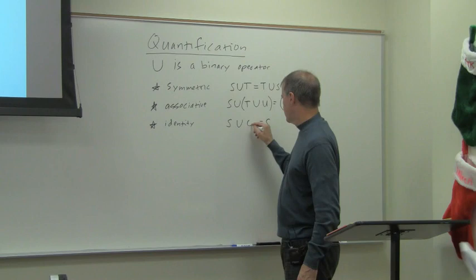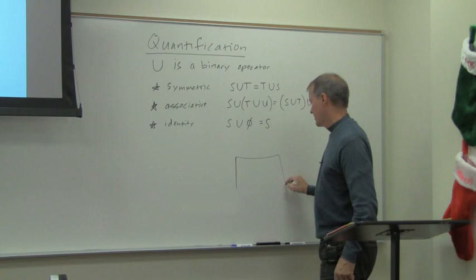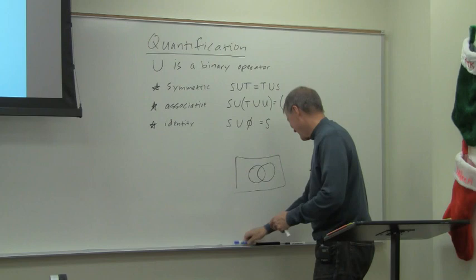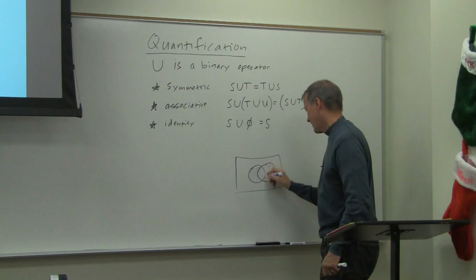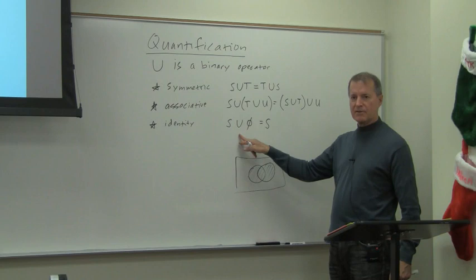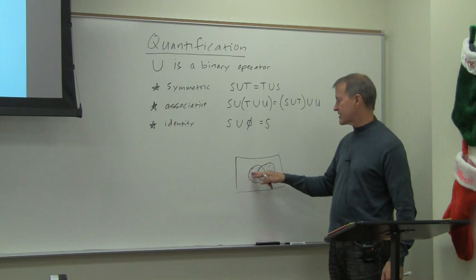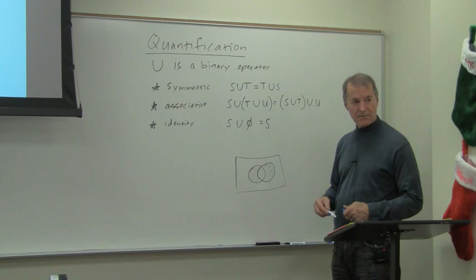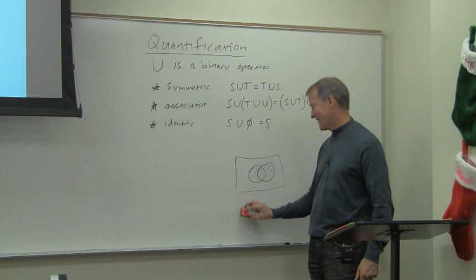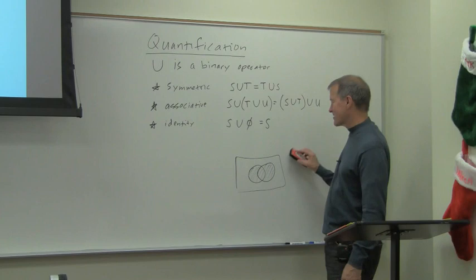Here's union. Both of them together. Union's like marriage. You add all of them, because union is or. Intersection is and, union is or. So an element is in the union if it is in this or this, or both, because our or is inclusive or. Because we are accepting of all. All are welcome in our big formal methods tent. Okay, so it has an identity.